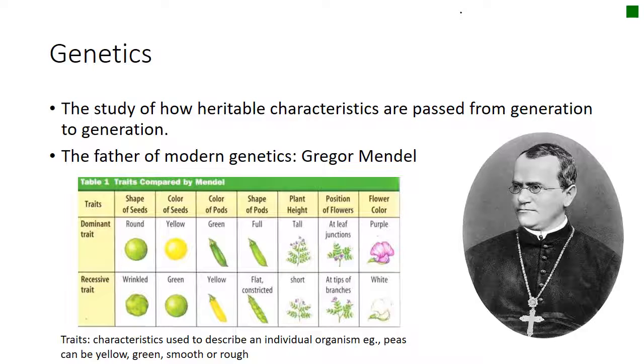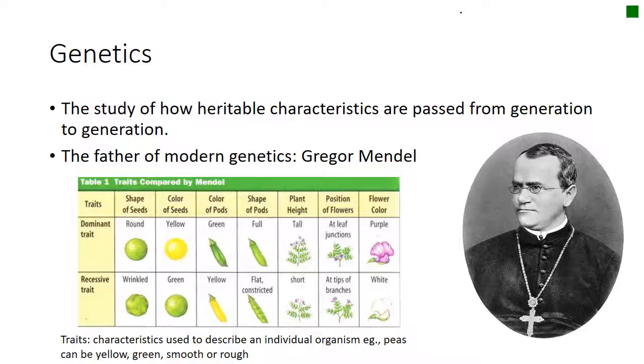So let's look at this table here. Here the table says traits compared by Mendel. So these are the traits that Mendel looked for and that he saw in the offspring. So the traits go across this row, and the dominant traits and the recessive traits. I'll discuss what those are. So he looked at the shape of the seeds. He looked at the color of the seeds. He looked at the color of the pods, the shape of the pods, the plant height, the position of the flowers, and the flower color.